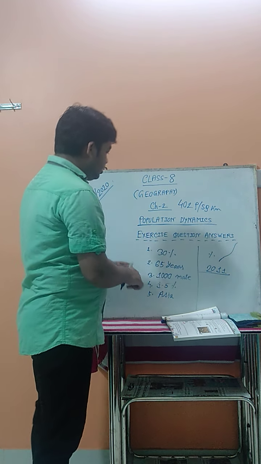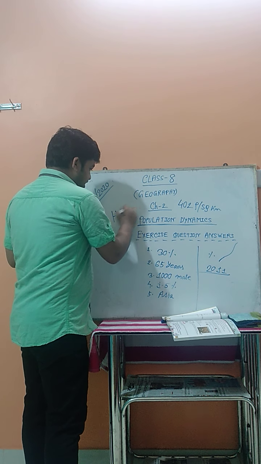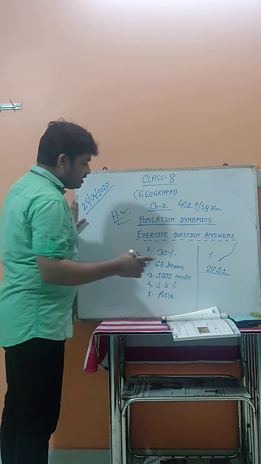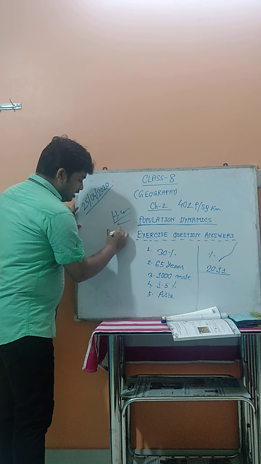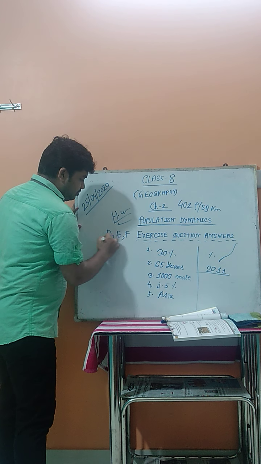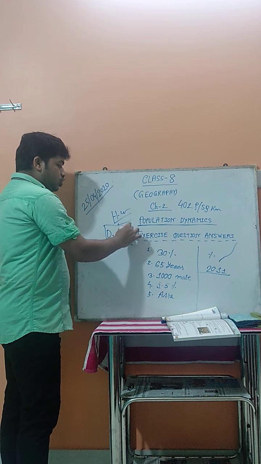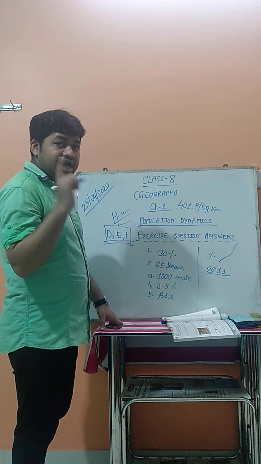So what is your homework? Kindly write it down. Your homework is numbers D, E and F. You have to write the answers to these questions properly in your copy. Number D, E and F.